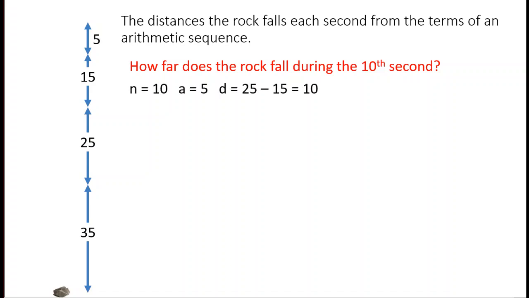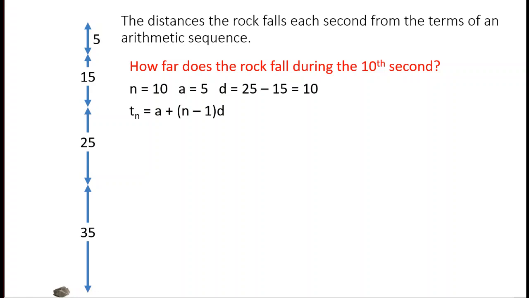Well, I know that n equals 10, because we are talking about the 10th term. I know that a equals 5, the value of the first term in that arithmetic sequence. And d, well, that's 25 minus 15, 25 minus the value of the term immediately preceding it, and 25 minus 15 is 10. So d is the common difference, and that's 10.